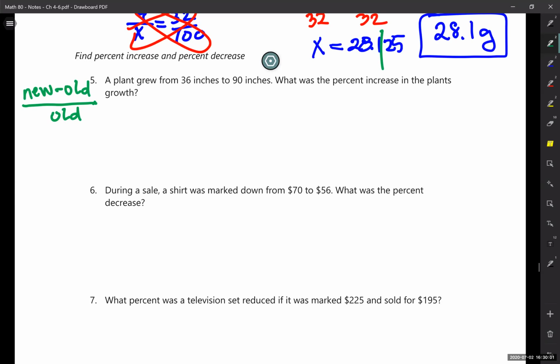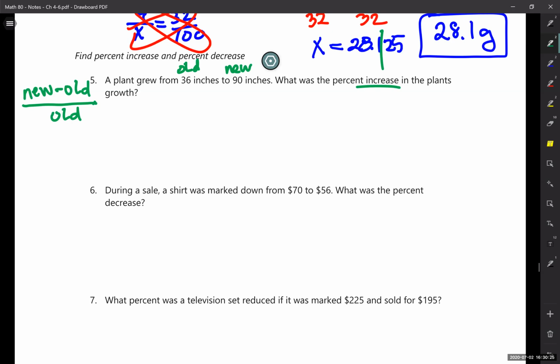Okay, so it started here. So this is the old number or the original. I usually say original. I don't know why I went old just now, but that's okay. And this is the new number, 90. It started out as 36 and it grew to 90. And so we're going to get an increase. And all that means is we're going to get a positive answer. Plug it in this formula, you'll get a positive answer.